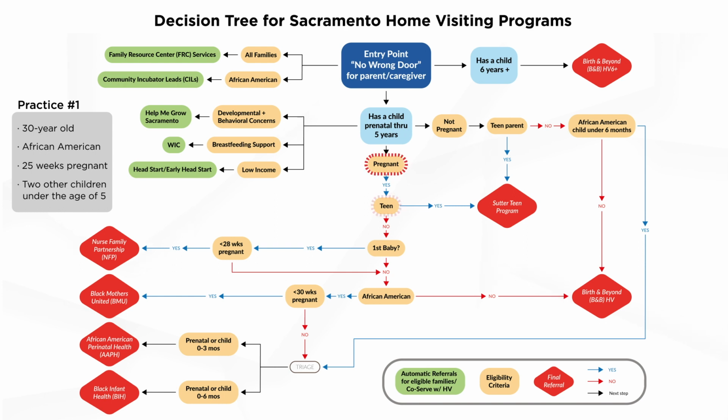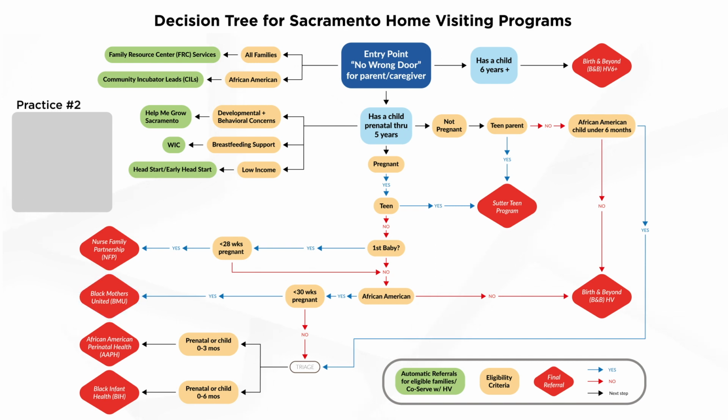She is pregnant and not a teen, so we will continue down the arrows vertically. It is not her first child, so we will move on to the next question. We know that she is African American and that she is under 30 weeks pregnant. This means that the most appropriate program for her is Black Mothers United, or BMU.